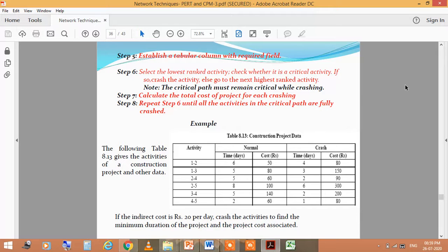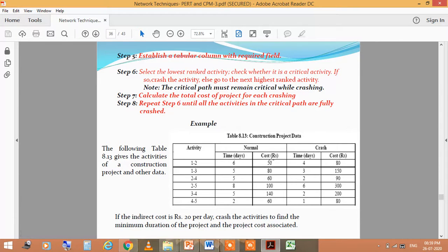Step 6, select the lowest ranked activity. Check whether it is a critical activity. If so, crash the activity, else go to the next higher ranked activity. Note this: the critical path must remain critical while crashing. In step 7, calculate the total cost of the project for each crashing. Then repeat step 6 until all activities in the critical path are fully crashed.